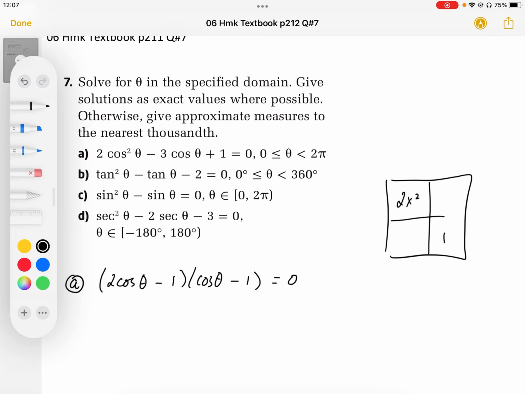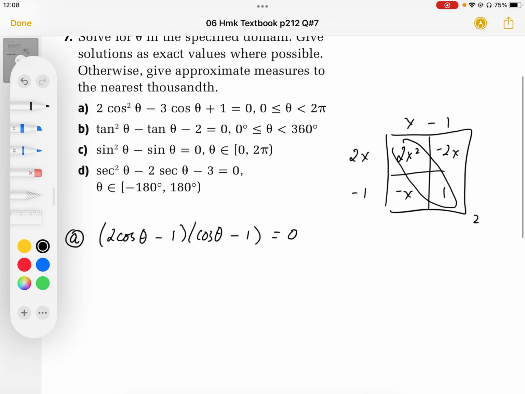If you're not sure how to factor this, we're factoring this as 2x squared and 1. So the diagonal is going to be 2. It needs to add to negative 3, so we have negative 2x and negative x. So we end up factoring this as 2 this way, a negative 1 this way, an x this way, and a negative 1 this way. So that's how I got those factors. Okay, so once I've factored it, I need to solve them independently.